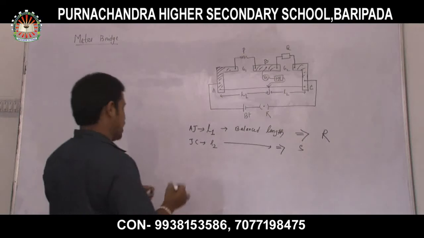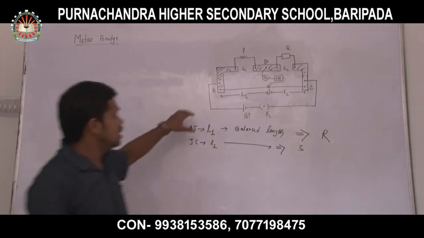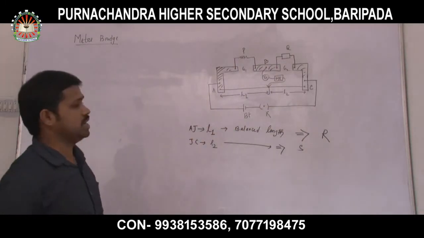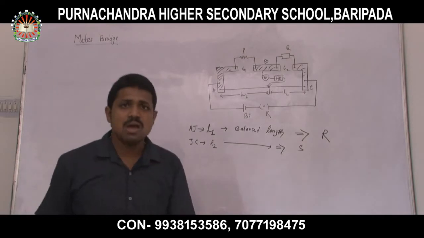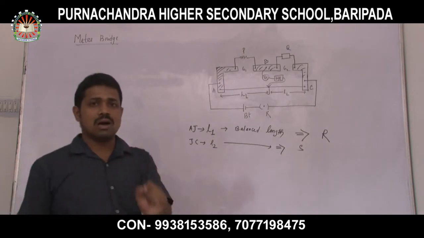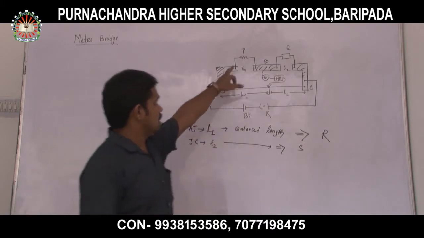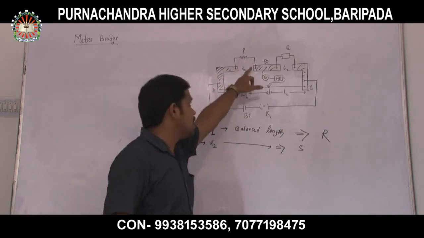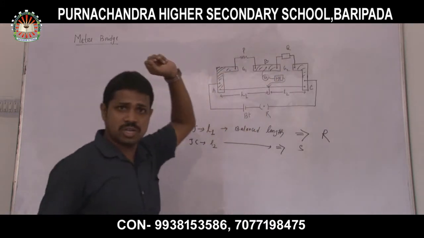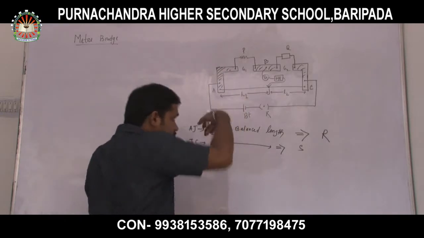Clear? Okay, so again I will repeat the whole summary. This is my constructional view of the meter bridge. What is our aim? Our aim is to find out the unknown resistance. Here the unknown resistance is P, but Q is the standard resistance.